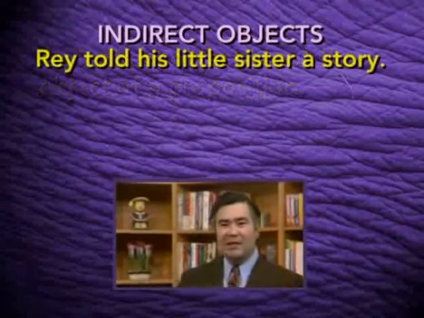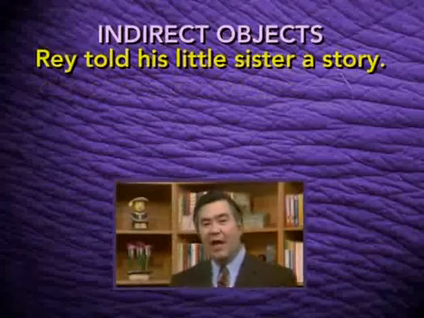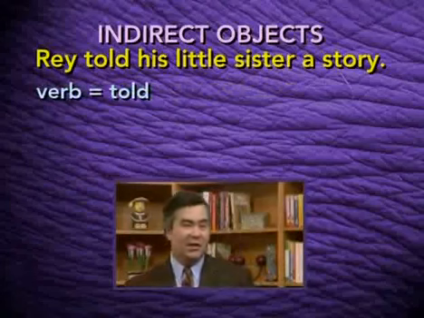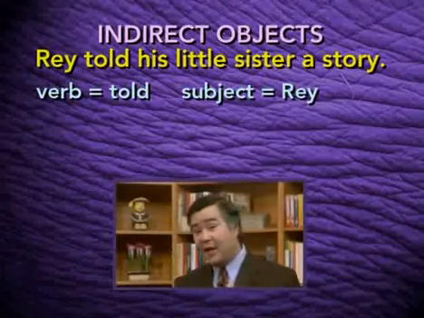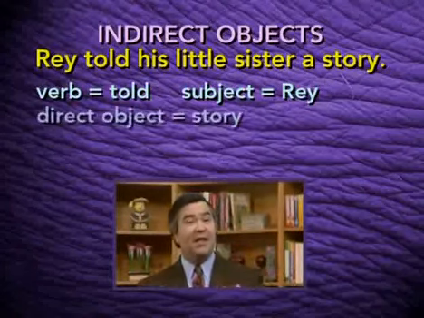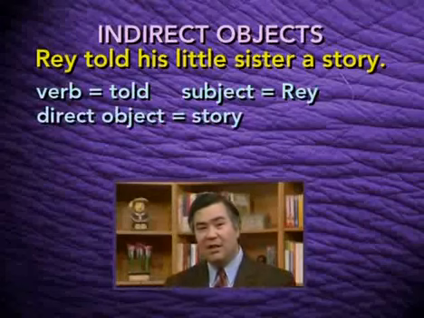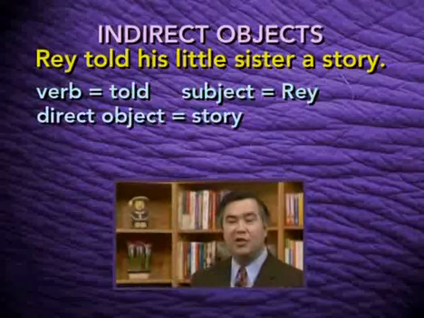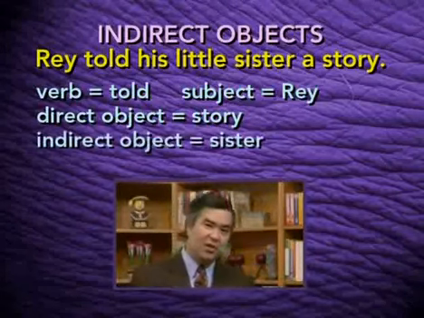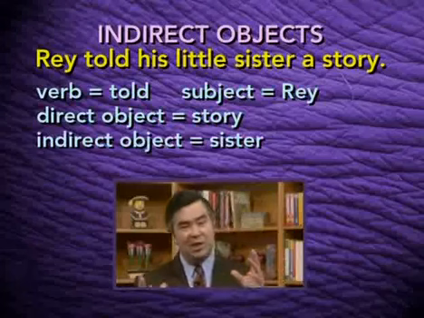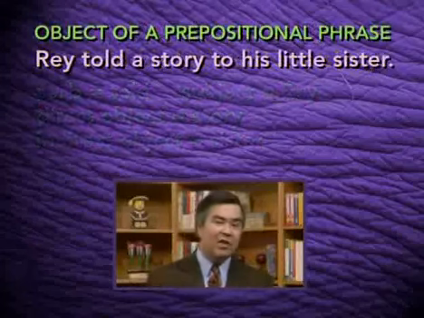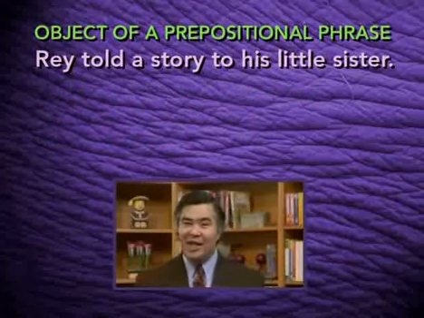Let me illustrate what I mean. Look at this sentence. Ray told his little sister a story. The verb is told, the subject is Ray. The direct object, that is, what did Ray tell, is story. That's what Ray told. Now, to whom did he tell the story? Answer, sister. His little sister, more specifically. So sister is the indirect object, and it's placed just where it is supposed to be, between the verb and the direct object.